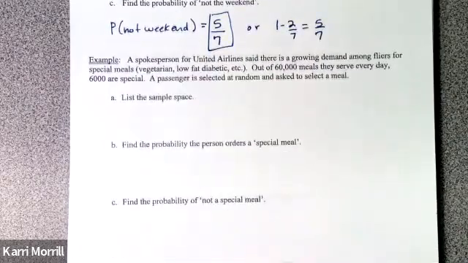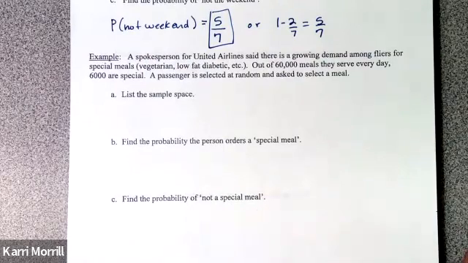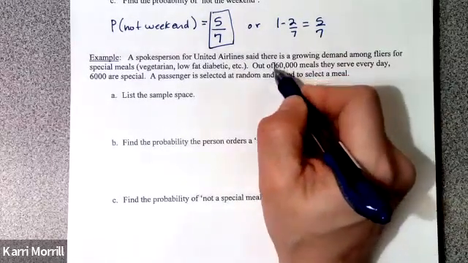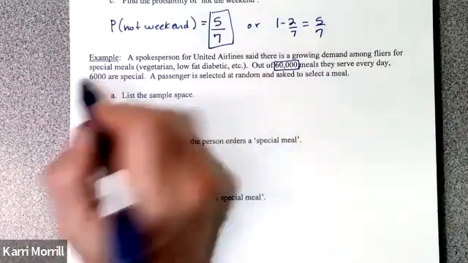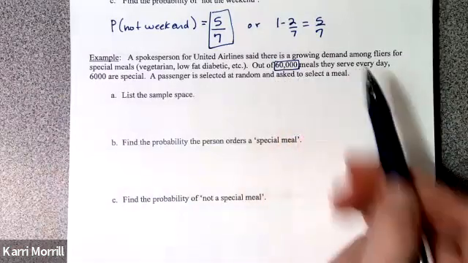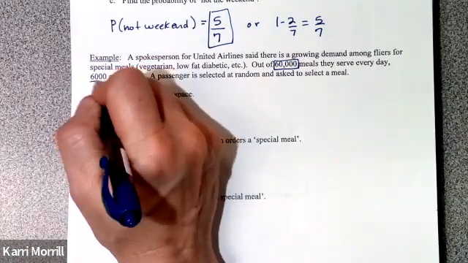A spokesperson for United Airlines said that there is a growing demand among flyers for special meals. For example, vegetarian, low fat, diabetic, all of those. Out of 60,000 meals they serve every day, 6,000 are special.